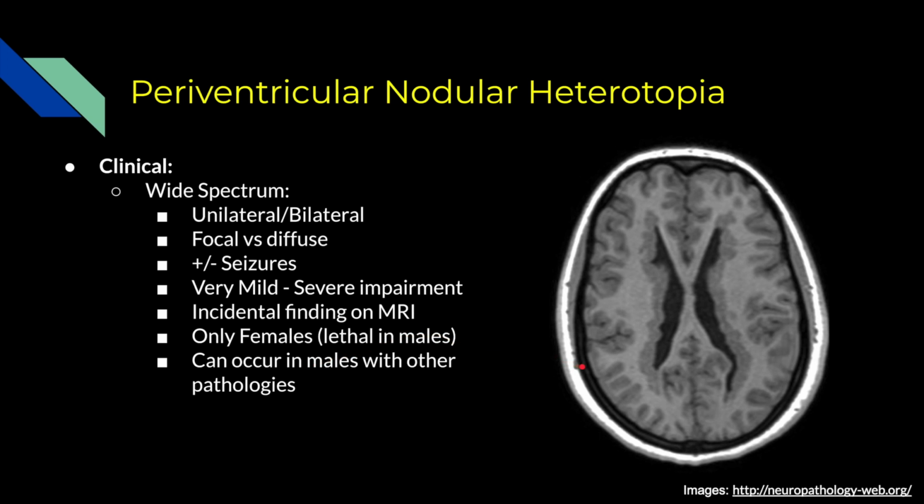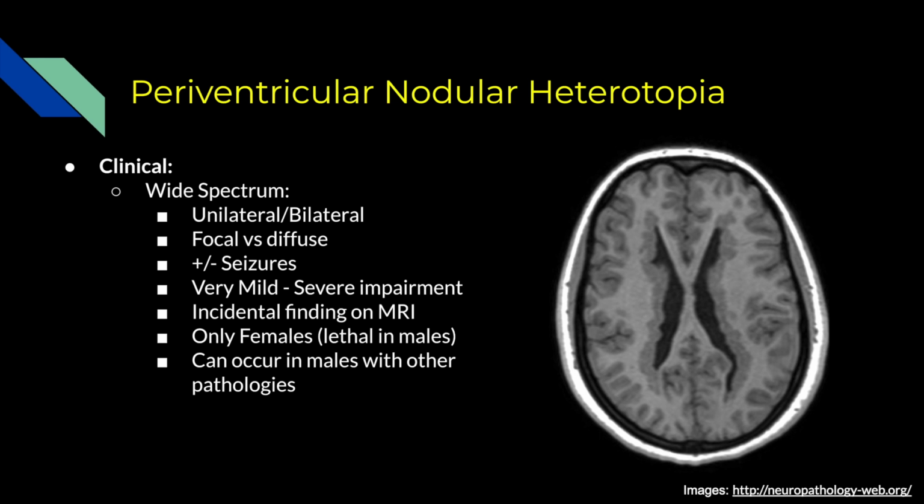So here's an image from this very nice website that I recommend you all use for your studies, neuropathologyweb.org, that really highlights the disease very, very nicely. So clinically, this can occur unilateral or bilateral, so on one side of the brain or both. It can be focal or diffuse, and really patients present with seizures. And really the clinical picture, as you'll see from many of these, is quite wide depending on the severity of the mutations and the defect. It can be an incidental finding.